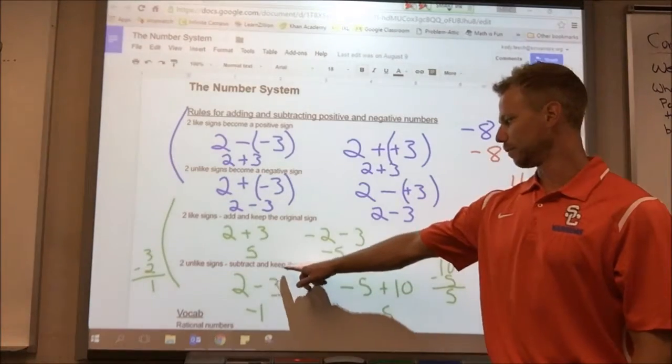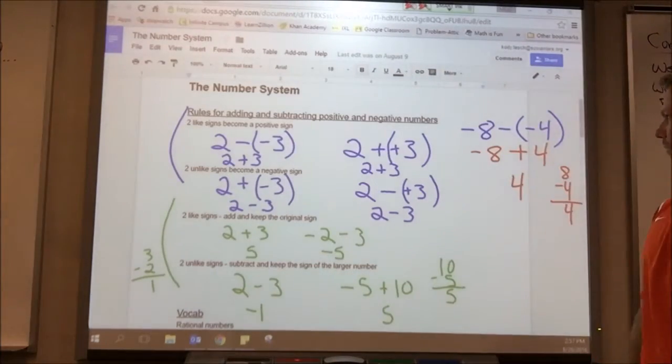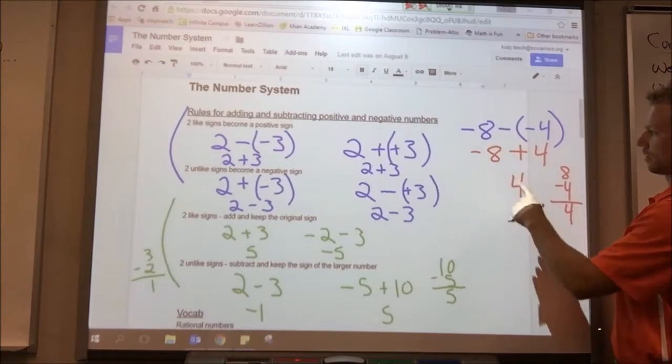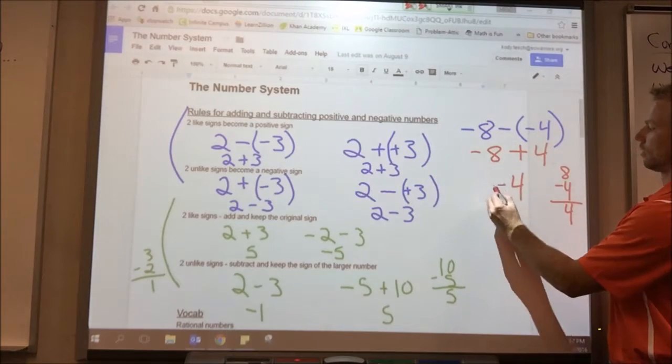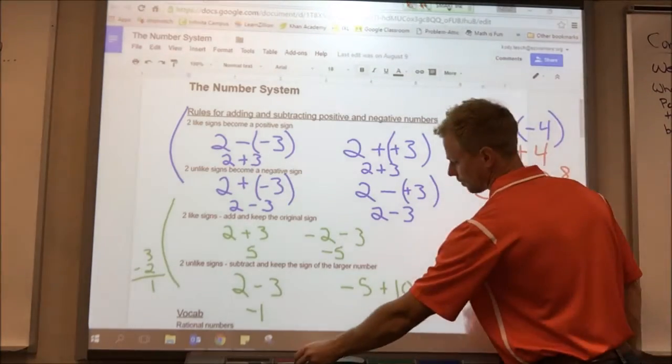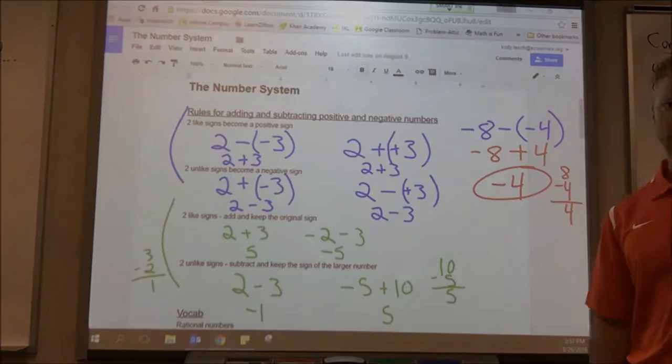And then it says keep the sign of the larger number. Which number is bigger, 8 or 4? 8 is a bigger number. Its sign is negative. So I put a negative in front of 4. And that's how we apply those rules.